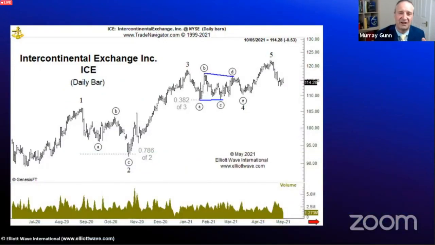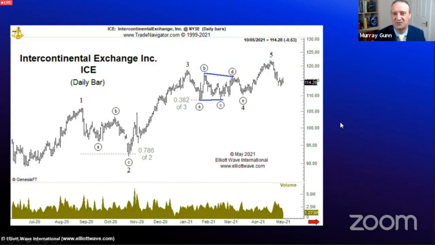So we can dig into the equity markets to see other clues for what might be happening. And this shows a chart of the Intercontinental Exchange, the ICE exchange. And of course, ICE owns the New York Stock Exchange, the NYSE. So this Elliott wave pattern from July 2020 shows that we have completed 5 waves higher since then. So this tells us that this stock is now in a downtrend.